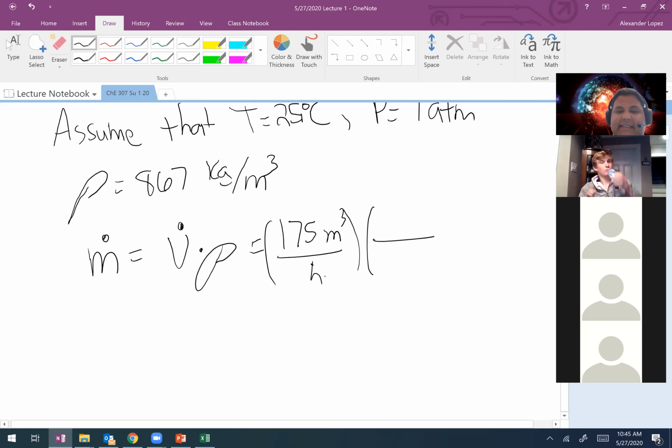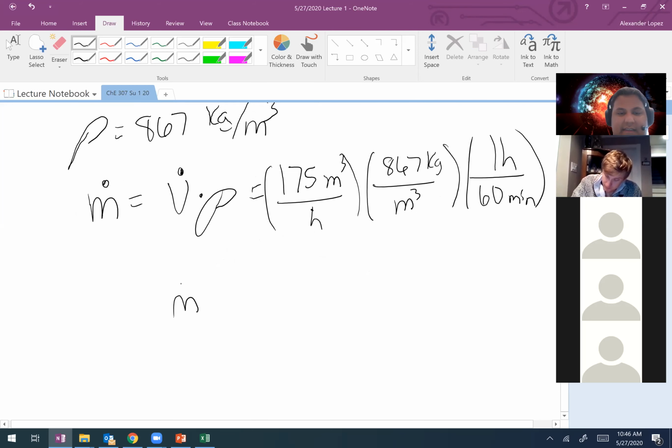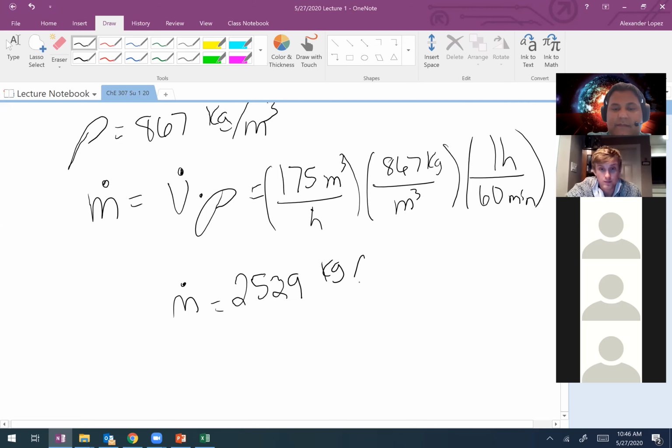And if I multiply that times 867 kilograms per cubic meter, and then I can convert from hours to minutes, 1 hour is 60 minutes. And then I can say, well, what does that make my mass flow rate? 2,529 kilograms per minute. That sounds about right. It's pretty high. All right, so that's done.